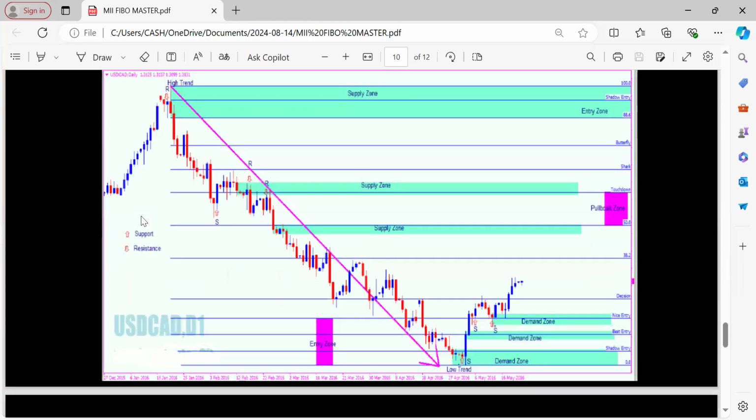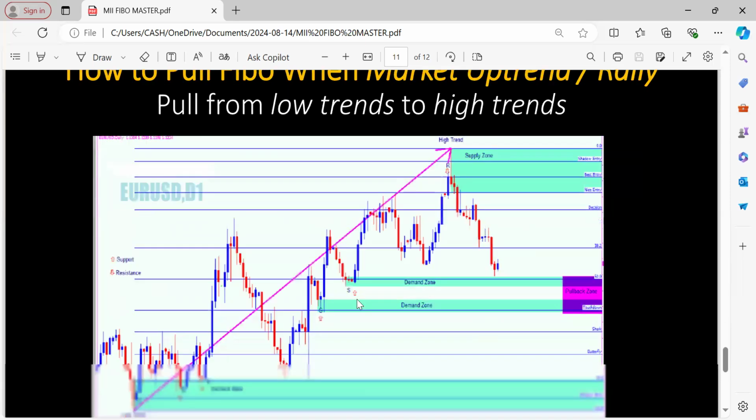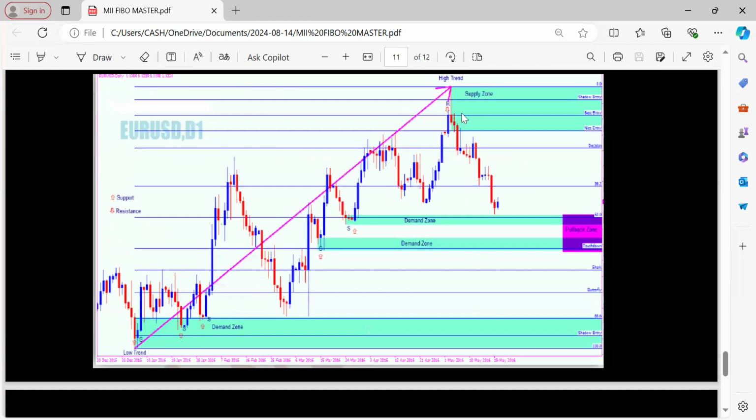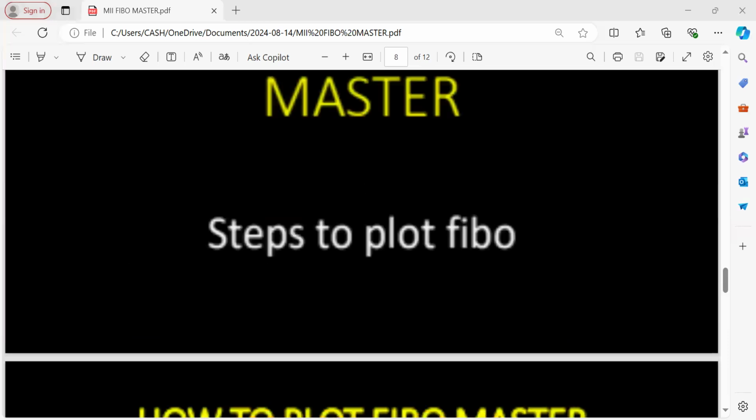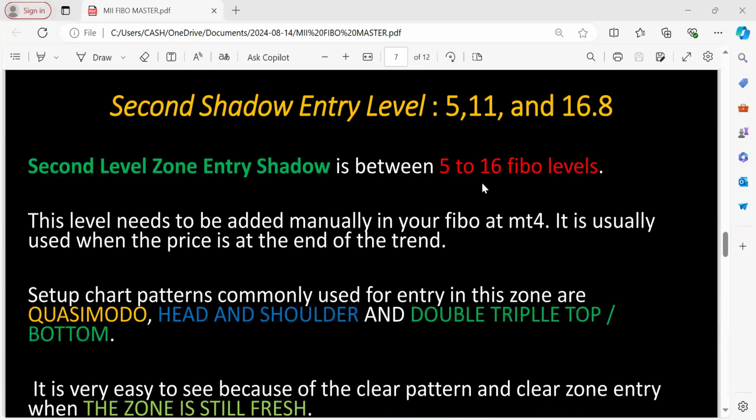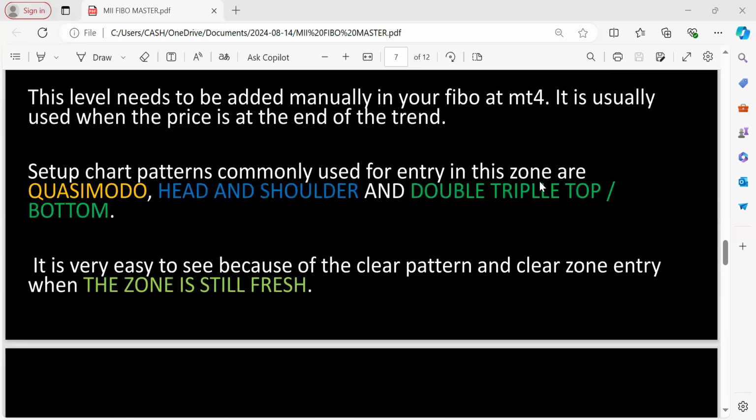Okay. So the way we plot it, you can see here, that's a supply zone, the price drops, and then you can see on those levels, that is where you see it set up. This is how you definitely will plot, from the low to the high, because the price is moving up. So you took a Fibonacci from the low to the high. Okay, it's very important that you note those two. I think if you understand this part, the 5 and 16 levels, those are where you see a Quasimodo, head and shoulders, double top, triple top.